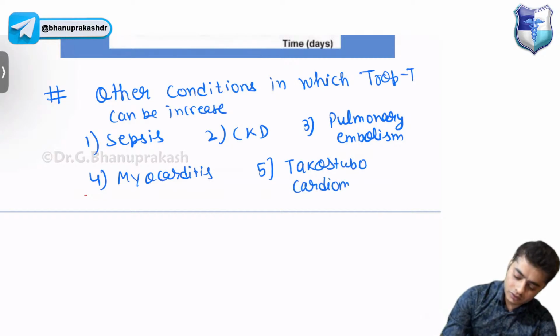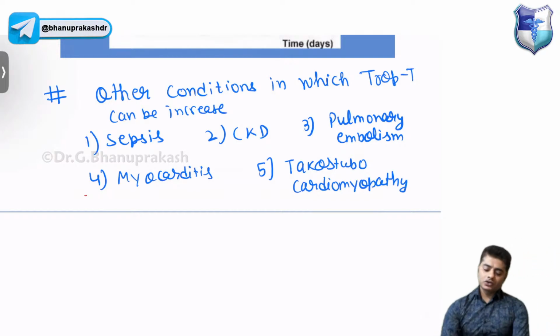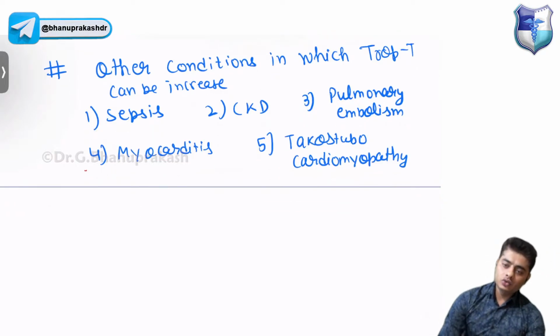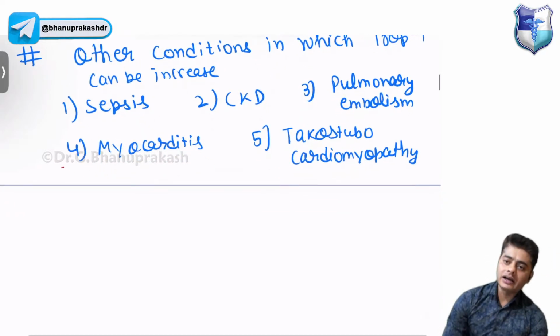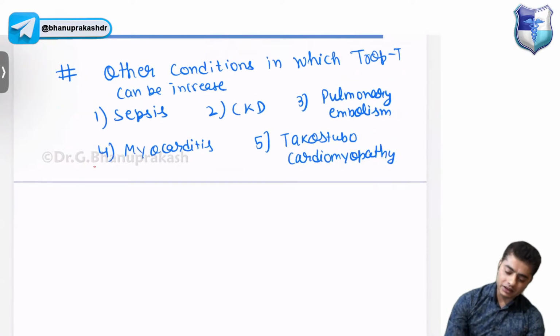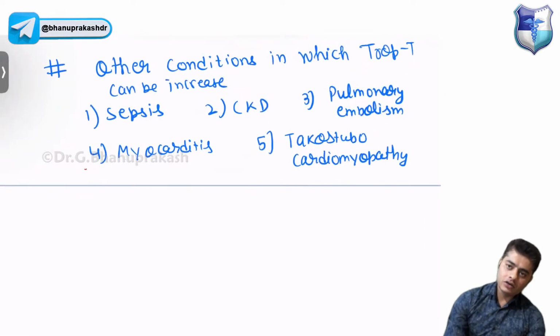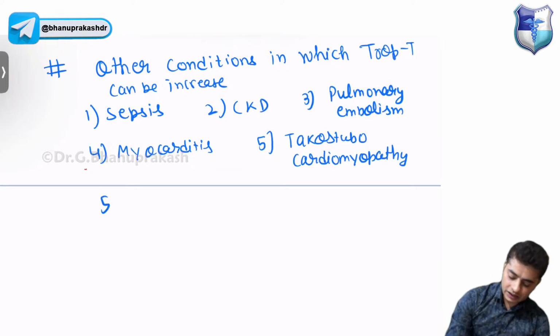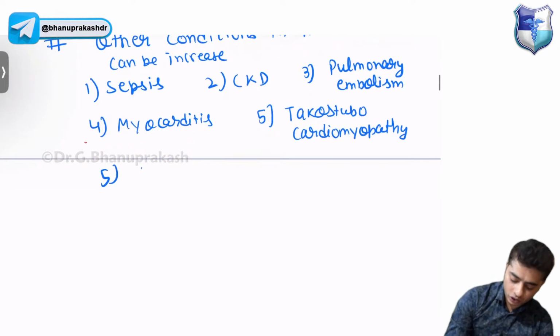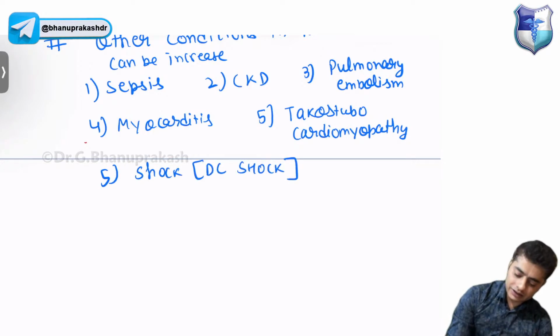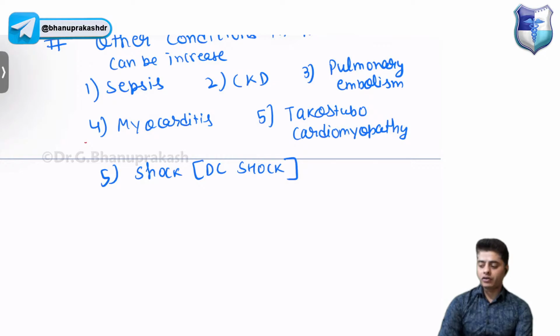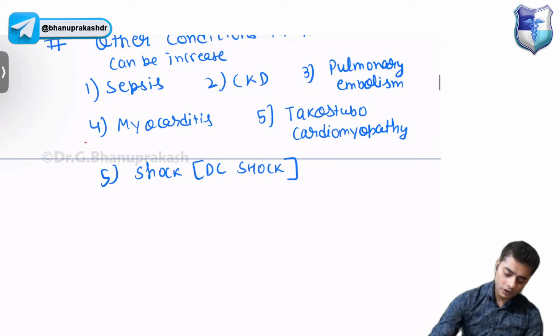Takotsubo cardiomyopathy. So what we are seeing here is that there are two conditions of the heart, that is myocarditis and Takotsubo cardiomyopathy. In these conditions also, troponin can be increased. Other, when you are giving a shock to the patient, a DC shock, then also troponin can be increased. Okay.